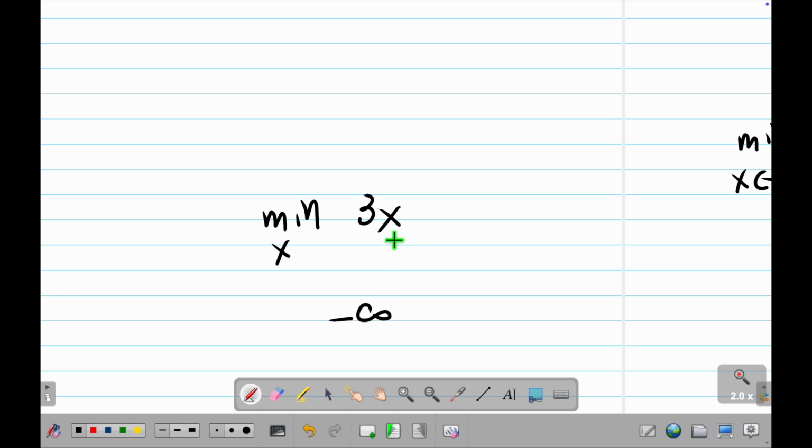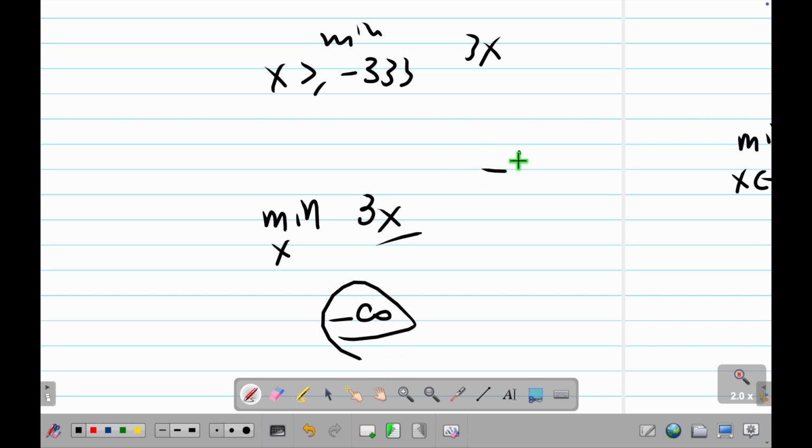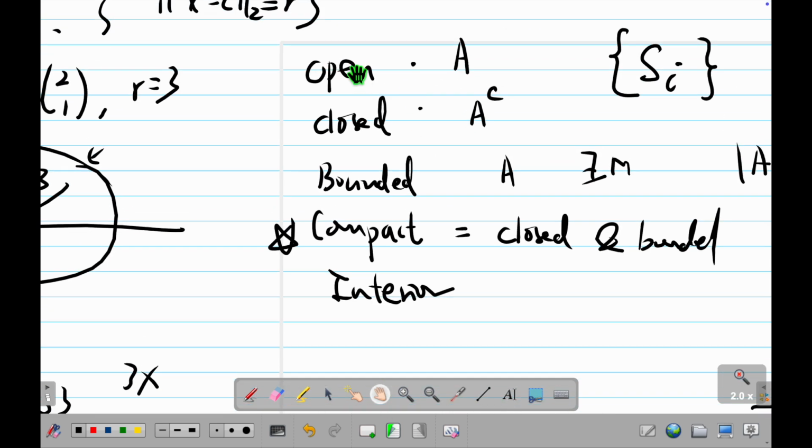So you go as small as you want. Then of course I go to negative infinity. Infinity is the smallest one. But if I have a bound, that means x is larger than negative 5333, then of course you cannot go to infinity. Then the smallest one is this. That's the value, because it's bounded. That's the idea. So topology is just open, closed, bounded.